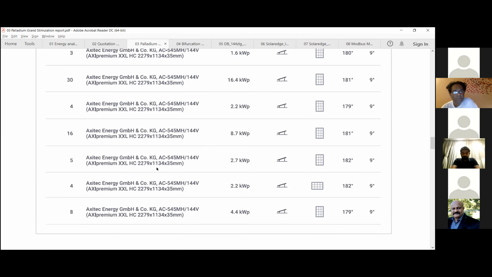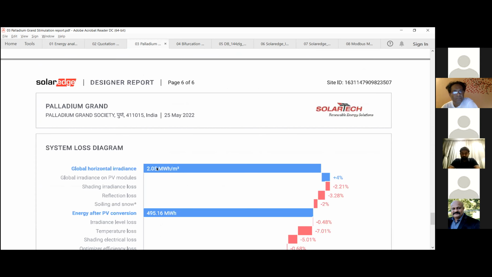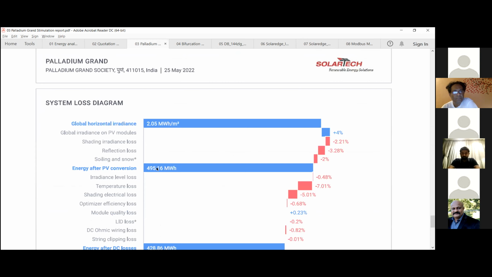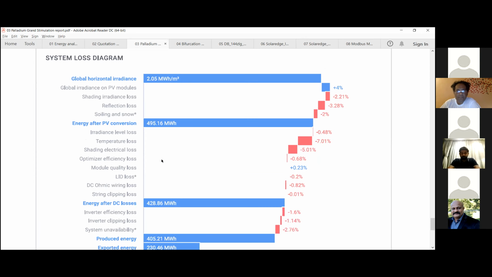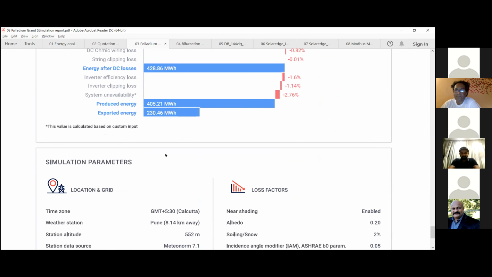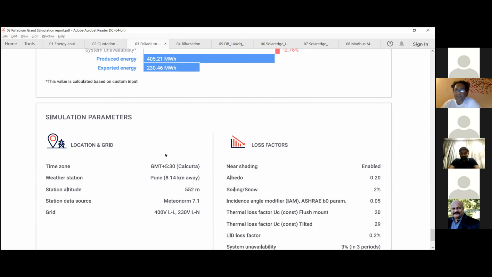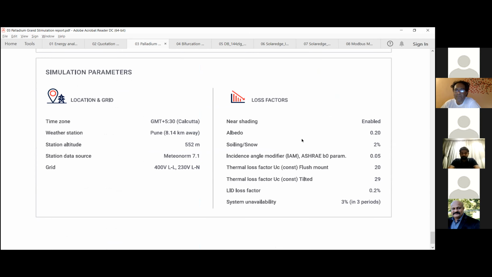If you see the last page of it, this is a system loss diagram. When we generate electricity, it is in DC, which converts into AC mode. There are system losses, then irradiation losses. So all things have to be taken into consideration: module quality loss, optimizer, shading effects, everything has been calculated. This is still a simulation report. So that much we can generate, and it's entirely dependent upon the system.